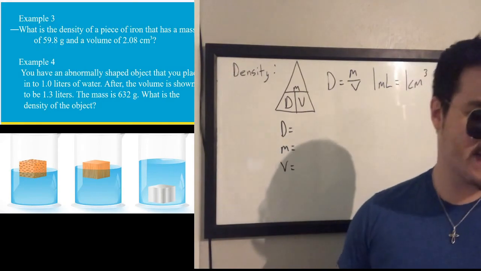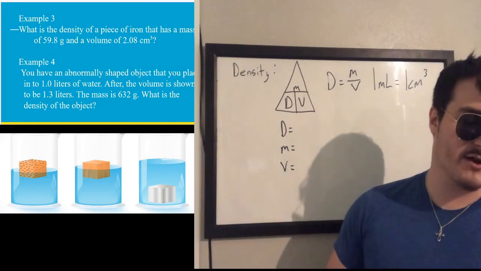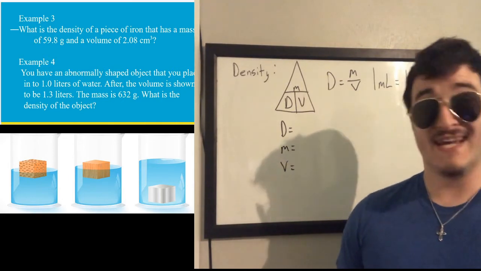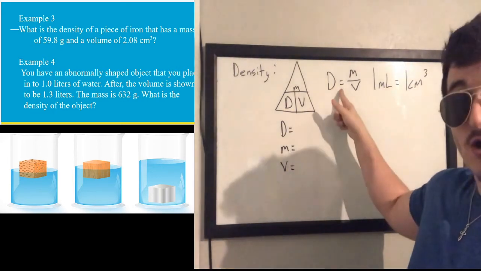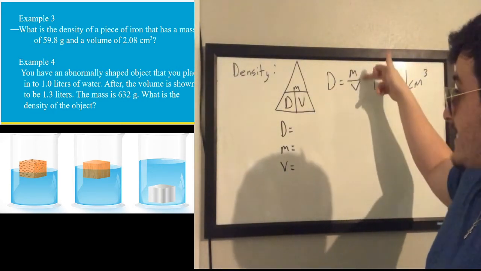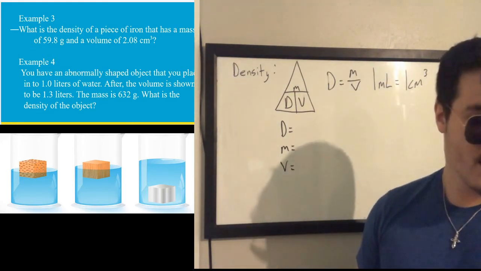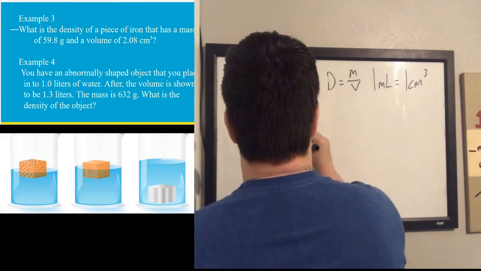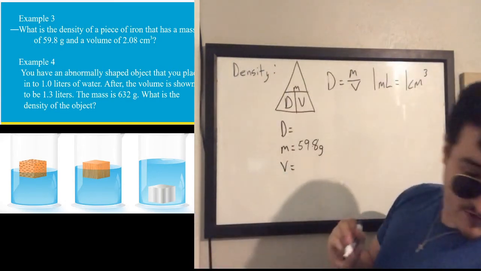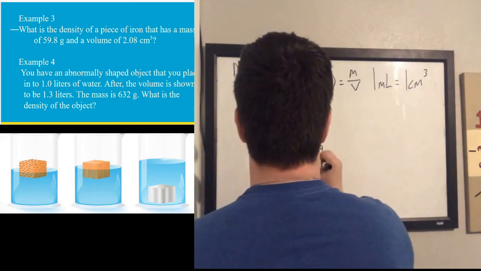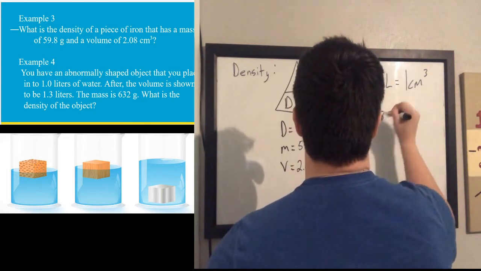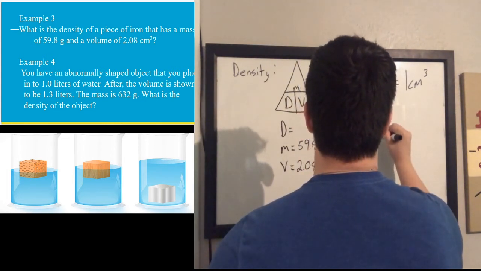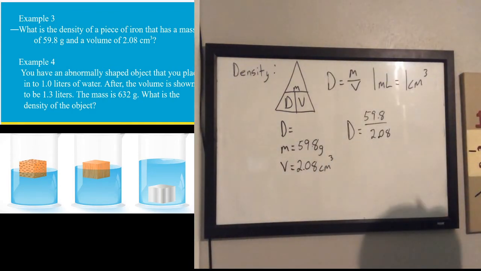Example 3 reads, what is the density of a piece of iron that has a mass of 59.8 grams and a volume of 2.08 cubic centimeters? This is the easiest type of problem because the equation that we know density to be is already solving for density. So all I got to do is get my mass and divide by my volume, but there's no rearranging to be done here. So we've got a mass of 59.8 grams and a volume of 2.08 cubic centimeters. And our density is simply equal to those values divided by one another. Like so. They both have 3 sig figs, so we're going to round our answer to 3 sig figs.